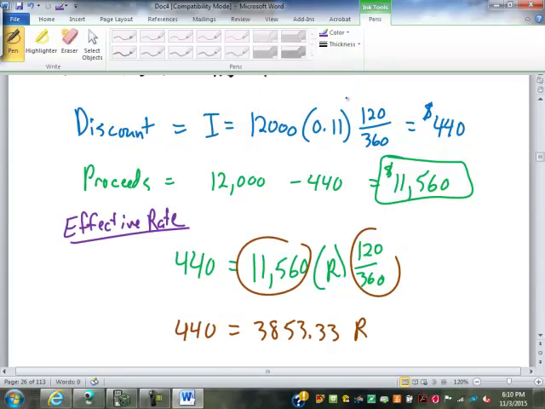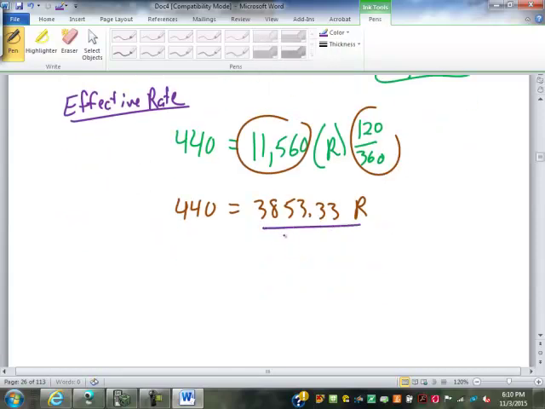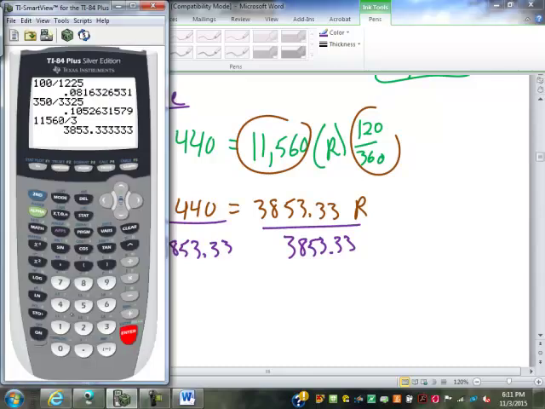So to solve this, of course, I have to now divide by that $3,853.33. So to divide the $440, I'm going to take 440 divided by, and then I'm going to use that answer function. So second, ANS. Most all of your calculators should have it down close to the equals key. Enter. I get 0.11419.